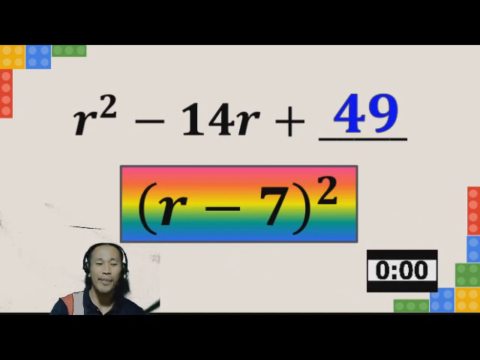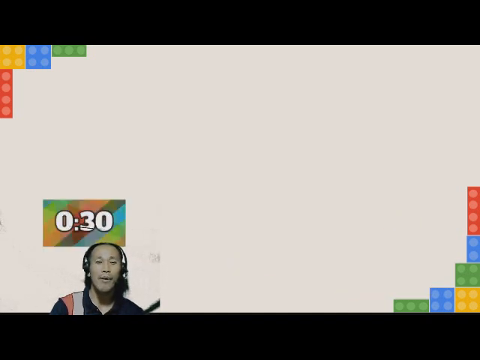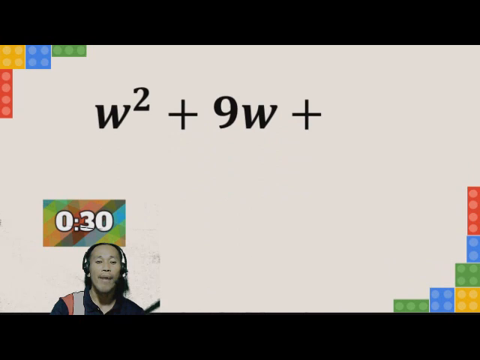Let's proceed to the second. There is a timer also, but this time 30 seconds for this question. What must be the third term? w squared plus 9w plus blank. Again, let me emphasize that the last term must always be positive. It will never happen that the last term could be negative. Again, this must always be positive or plus. Timer starts now.